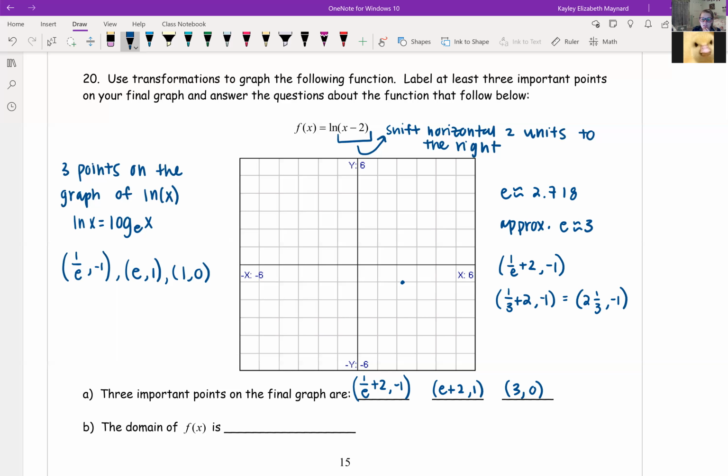How would we do that on the test since we don't actually have a calculator? You should just remember that e is about 3. Roughly, e is 2.718 something, but for graphing purposes, just remind yourself that e is about 3. So you don't technically need a calculator.